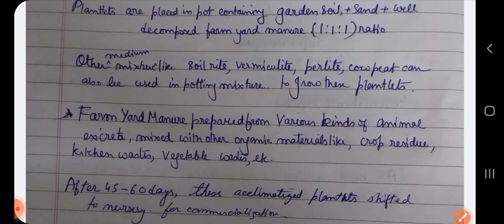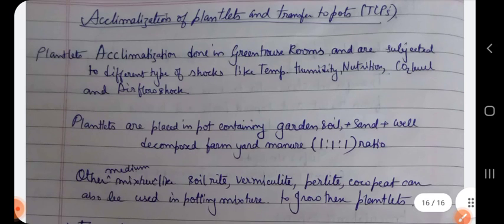I hope you have been able to understand this part. If you have any doubts, you can reply in the WhatsApp group, and in the next class I will try to discuss the other things that are given in your plant biotechnology syllabus.